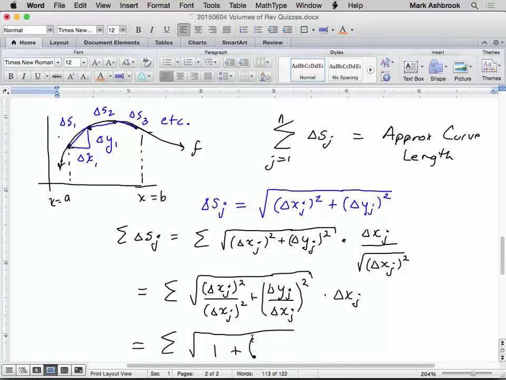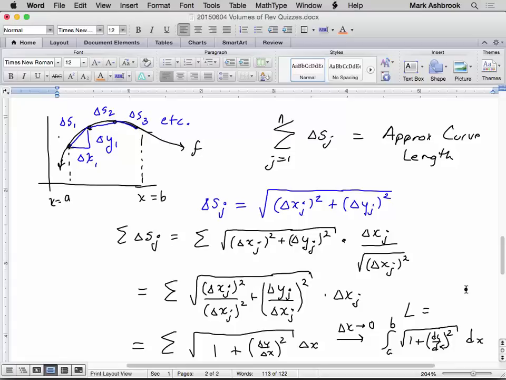Okay. So we're going to write it one more time. So now we're ready to say, let delta x go to 0. So delta x is going to get very, very small. And when delta x gets very, very small, this becomes our integral. We're going to have the length of the curve equals integral from a to b of 1 plus the derivative squared dx.